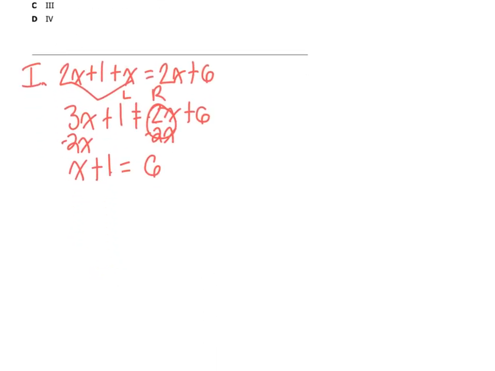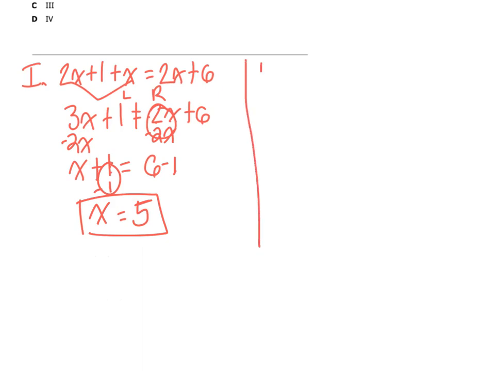Now I want to move my 1 from my left side to my right side. Since it's a positive 1, I'm going to subtract 1 from both sides. So I'm left with x equals 6 minus 1, which is 5. When I have a variable equals a number, I know that's going to have one solution, okay? My question was asking for which one has one solution, but you always want to work through each answer choice to make sure you didn't make a mistake, okay? So we're going to look at number 2.